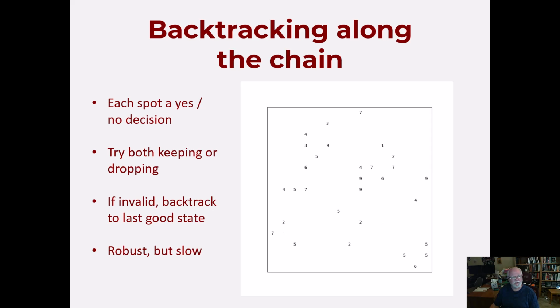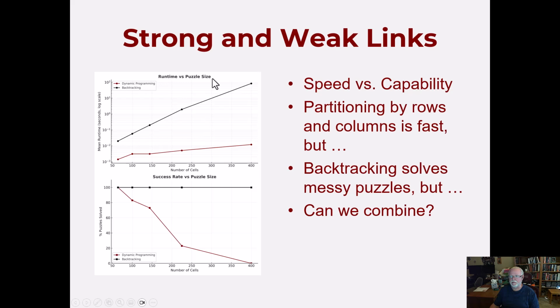Well, let's look at these numbers here. On the top, we're looking at speed, but on the bottom, we're looking at capability. And partitioning by rows and columns is really fast. Like I said, we're solving these fairly large numbers in matters of a hundredth of a second. Whereas, and you can see this is a logarithmic scale here, by the time we get to puzzles that same size, we've gone from 2/100ths of a second to greater than 83 seconds. And it's going to go nowhere but up.